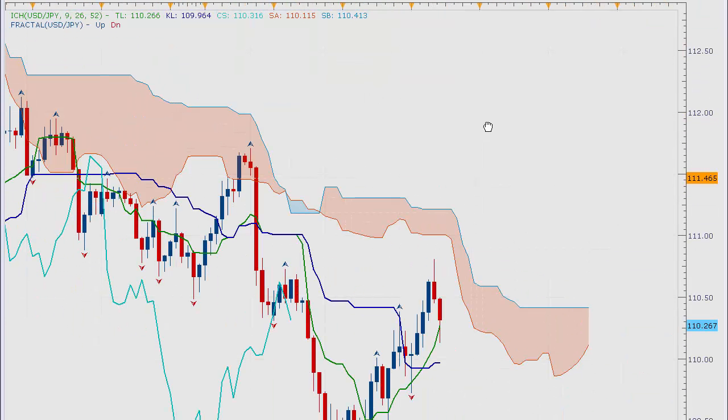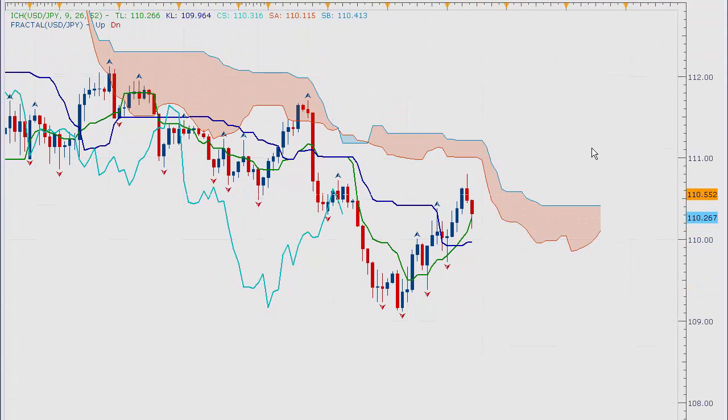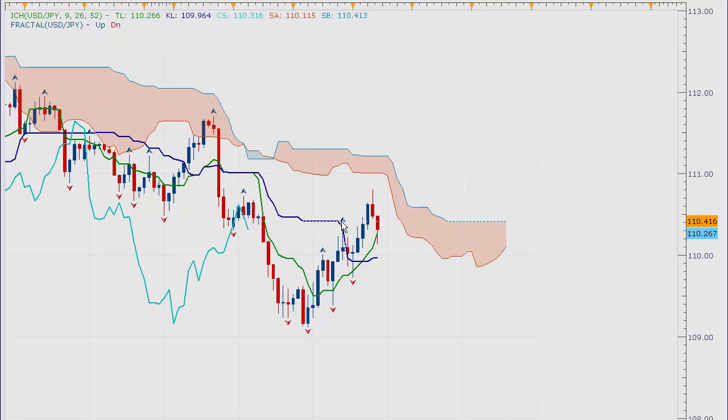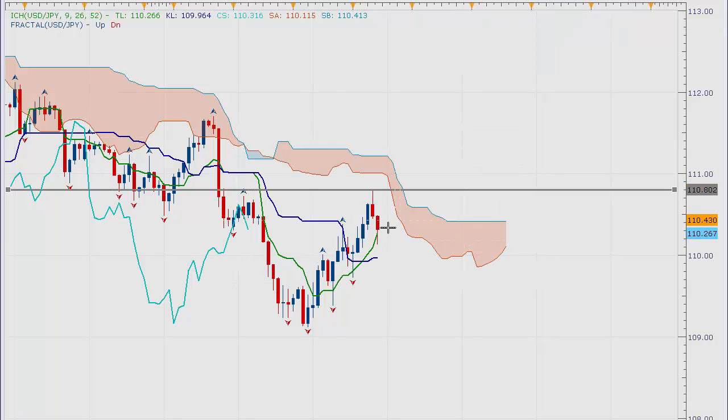USD yen, 4-hour. We tried to break that high there and go to the upside, excuse me, but it got rejected there. I'll put a line on, and now it looks like it could move back to the downside again. It seems to be bouncing off Tenkan-sen, so I don't see a trading opportunity on this pair at the moment either, because it doesn't look like it knows what to do.